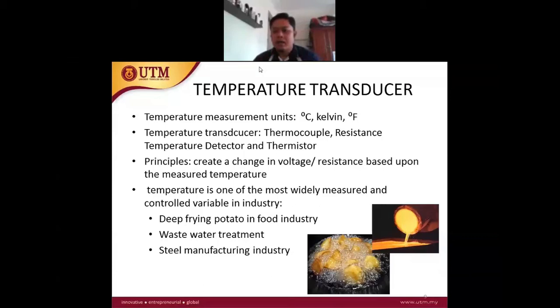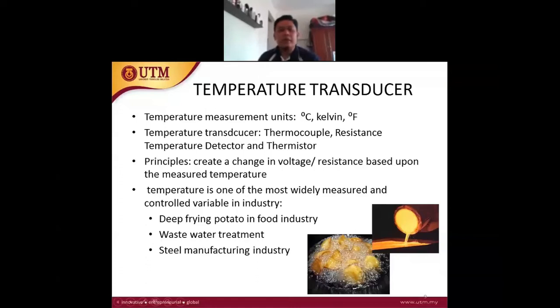Okay. But then in industry there are many types of temperature sensors or transducers, and they depend on the level of temperature we want to measure.